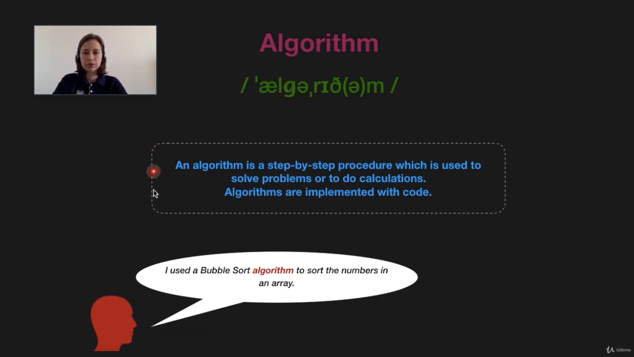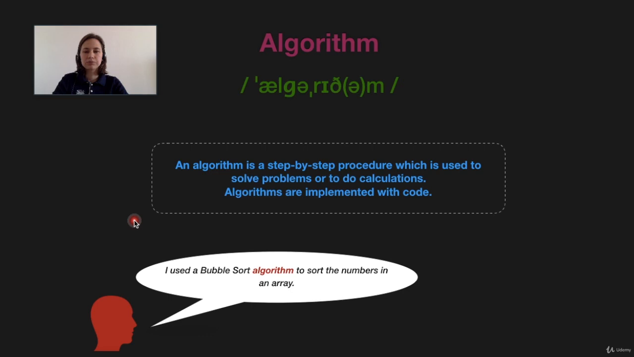After that, you are going to see the description, the explanation of this word. What is an algorithm? An algorithm is a step-by-step procedure which is used to solve problems or to do calculations. Algorithms are implemented with code. Don't panic if you don't know all the words that are used in these descriptions, because I'm sure later on, after a couple of lessons, you will know all of these words.